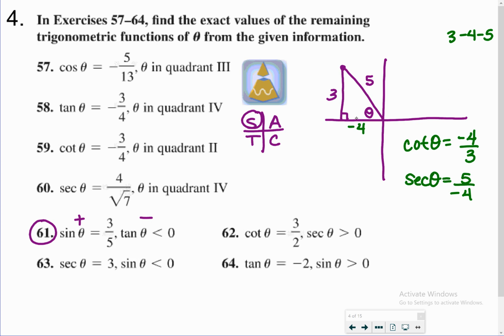Okay, so the problem on the test might say, here's the sine, the tangent's negative, find cotangent. Okay, it might not say find all 6, but it'll look like this. And remember, draw a triangle. Okay? Any questions? It's partial credit. Okay.